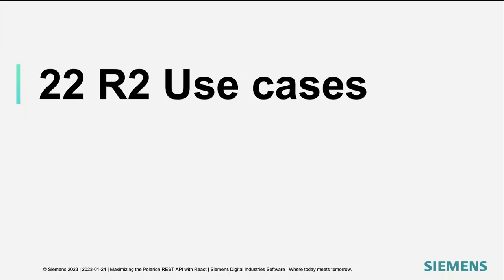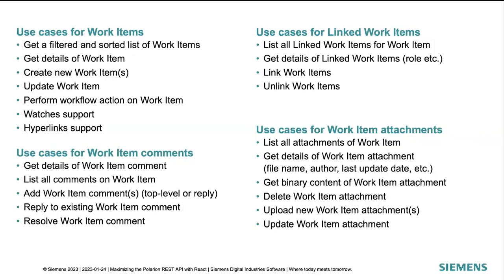Let's start with what is already available. We've introduced Polarion REST API in Polarion 22R2 with a focus mainly on the work items topic. We gave you an opportunity to query the work items, get details of them, get all the attributes such as fields and custom fields, change them. You can also perform workflow actions on work items. And from the more advanced functionality around work items, we've added support for watches, hyperlinks. You can work with work item comments and attachments. You can also get linked work items and work with them as well as link and unlink them.